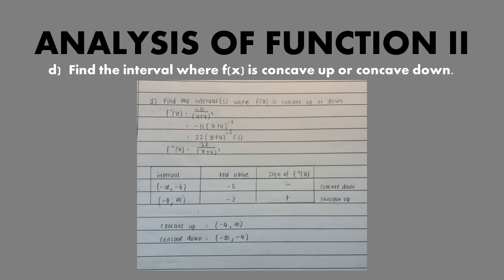So the concave up interval is −4 to infinity, while the interval negative infinity to −4 is concave down.